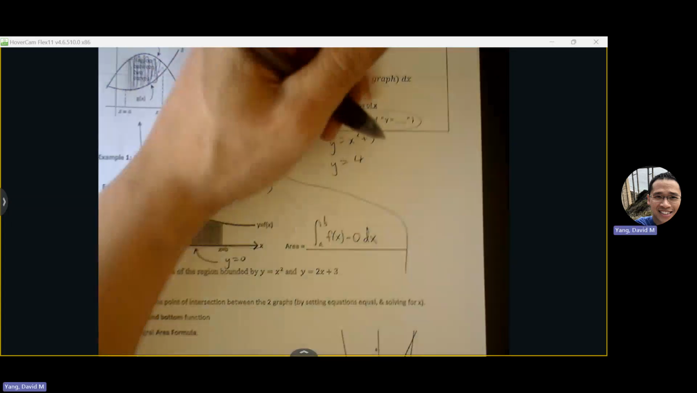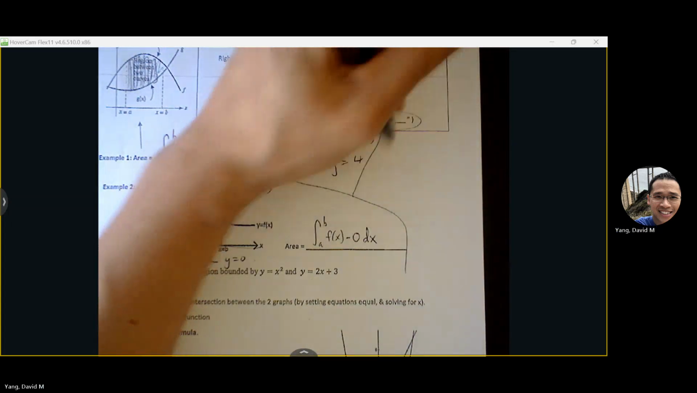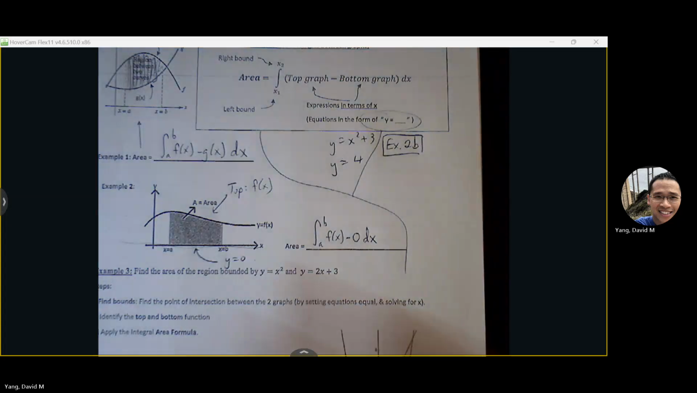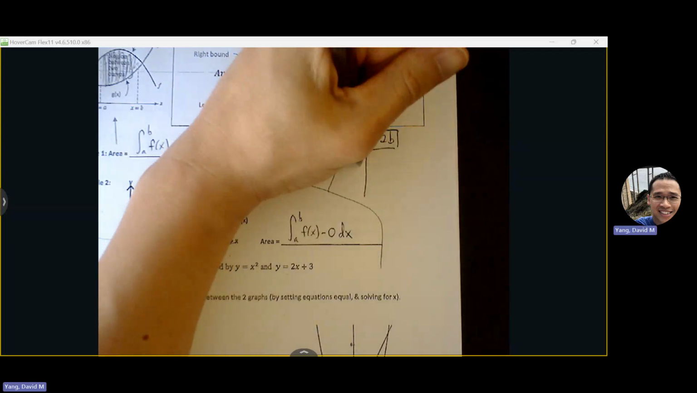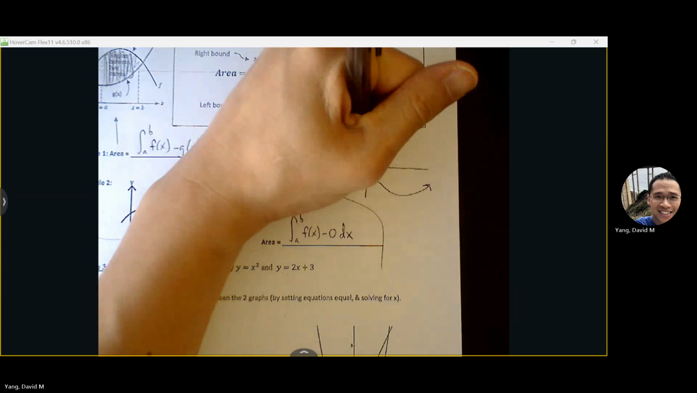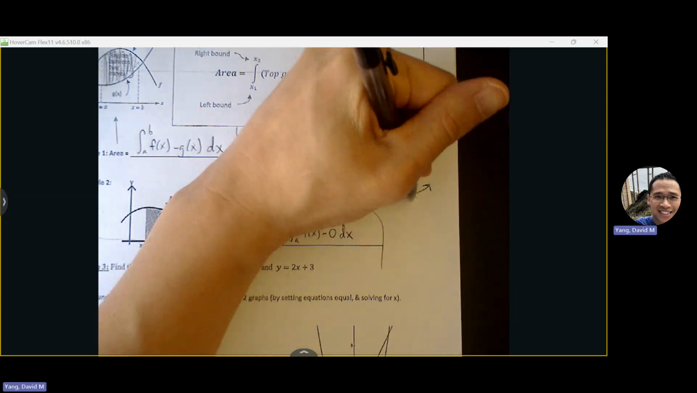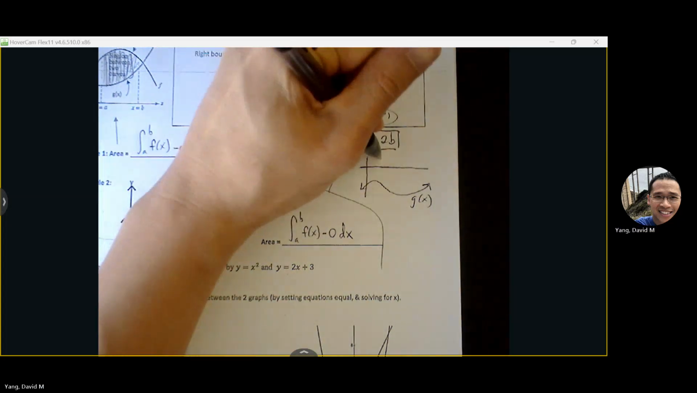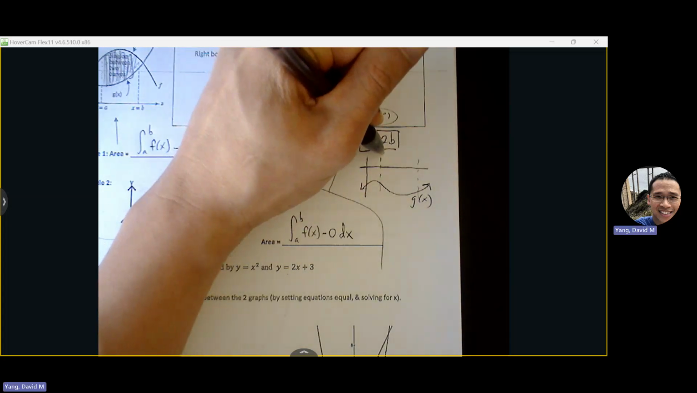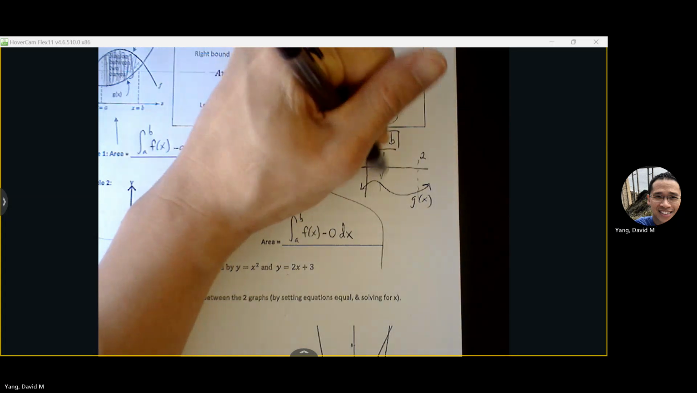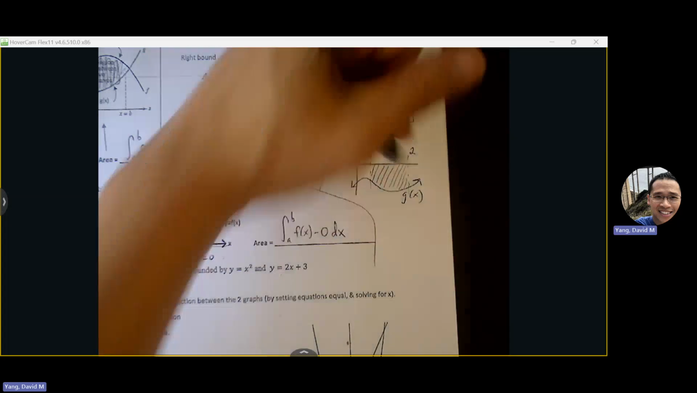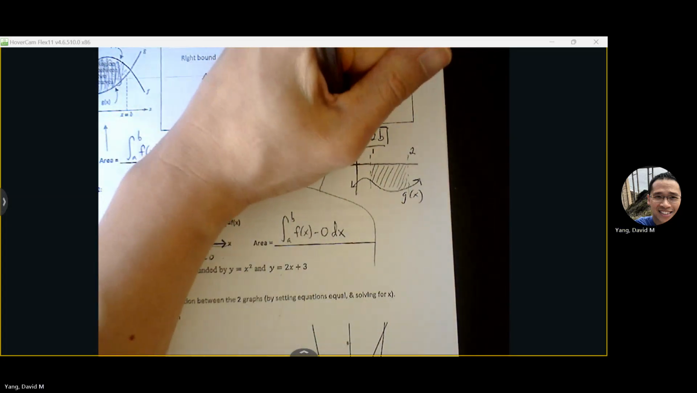So I want to do another example. I'm going to call this example 2b. Now, what if I have a graph that looked like this? Let me call this g of x. And I want to find the area between 1 and 2 of this shaded region. Again, this is the x and y axis here.